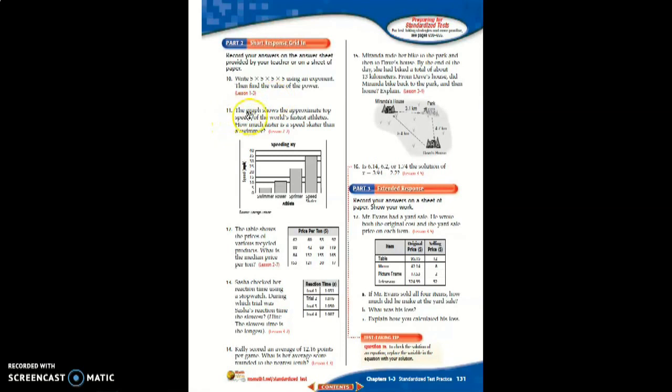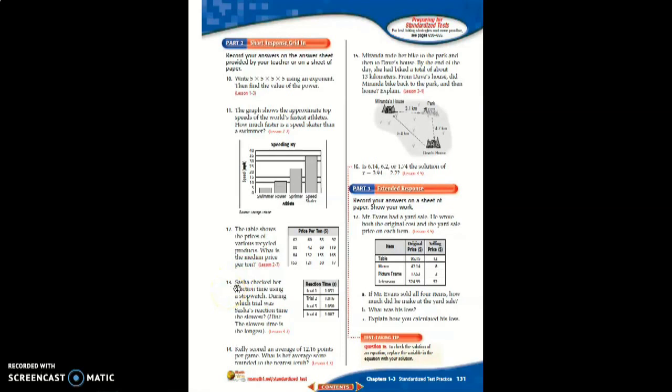11. The graph shows the approximate top speed of the world's fastest athletes. How much faster is a speed skater than a swimmer? 12. The table shows the price of various recycled products. What is the median price per ton?